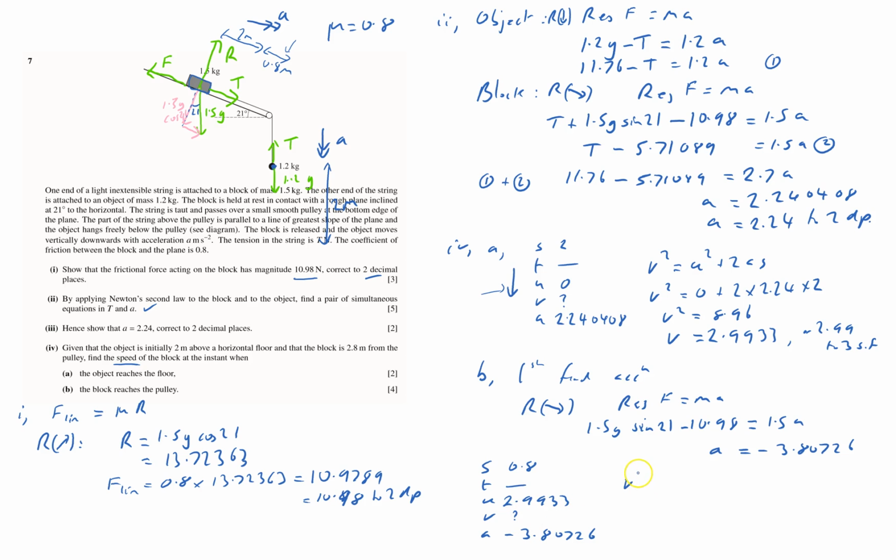So I need to have v squared equals u squared plus 2as. So v squared equals 8.96 minus 7.6145 times 0.8, and that equals 2.8684. So v equals the square root of that, which is 1.6936 meters per second, or 1.69 meters per second, 3 significant figures. And that's question 7 and the whole paper done.